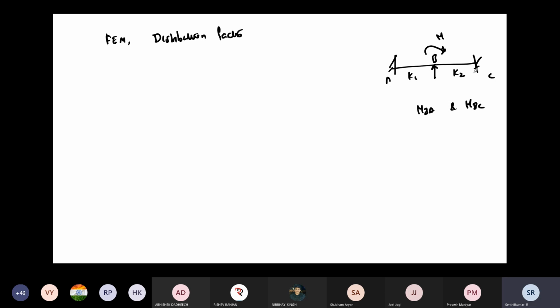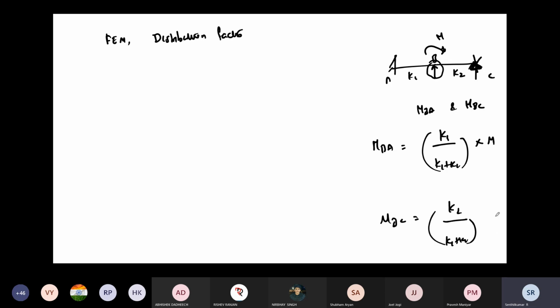So I'm taking this as K1, this is K2. For B, the joint is rotating, far end is fixed, here also far end is fixed, 4EI by L, 4EI by L only. Or I'm making it simply supported here. Some combination like that. So if I'm applying the load, how much stiffness, how much load it will take here. This moment I am applying at the joint, I just want to know how much moment is transferred to BA and BC. So MBA will be equal to K1 divided by K1 plus K2 multiplied by M. Then MBC equals K2 by K1 plus K2 of M.